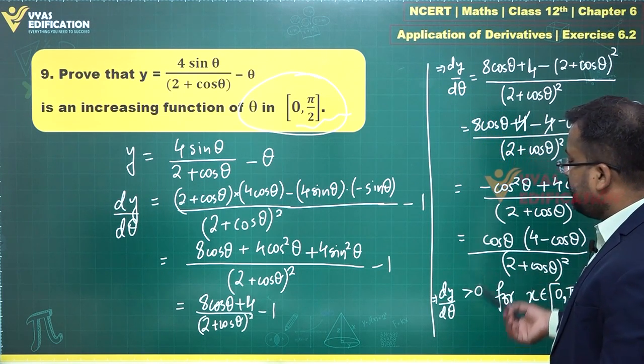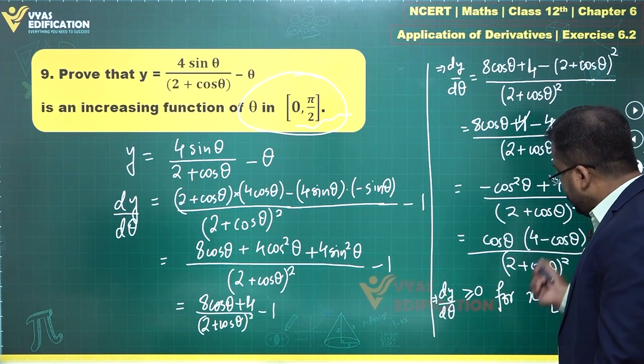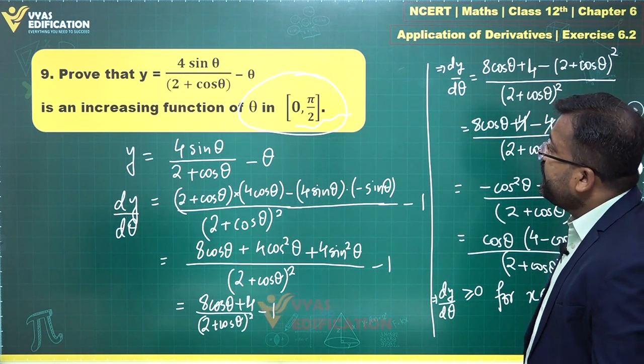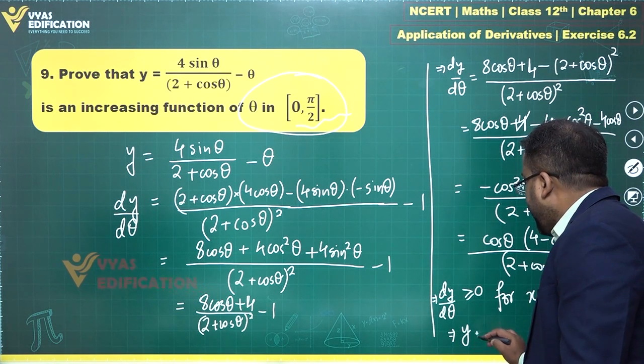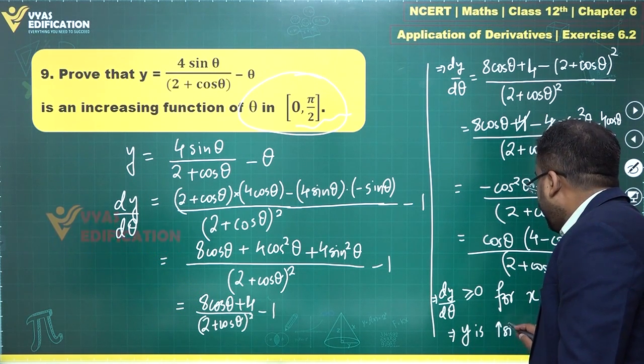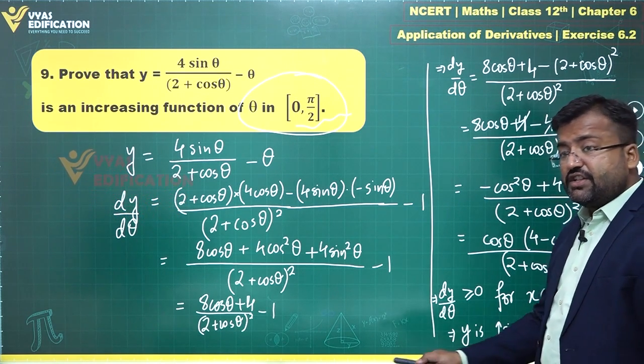At max, at pi by 2 this will become 0, so you can say this is greater than or equal to 0. For pi by 2 this will become 0. Rest all will still be positive. And therefore, since this is greater than or equal to 0, this tells me that y is an increasing function in this interval, mind you. Y is an increasing function in this interval.